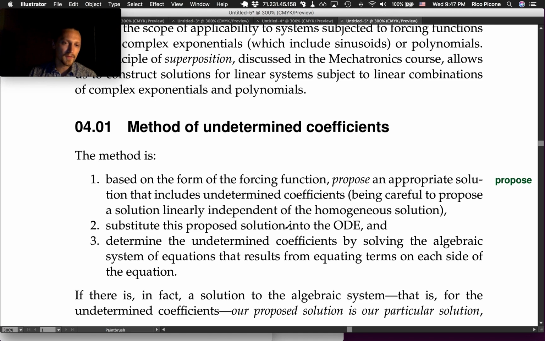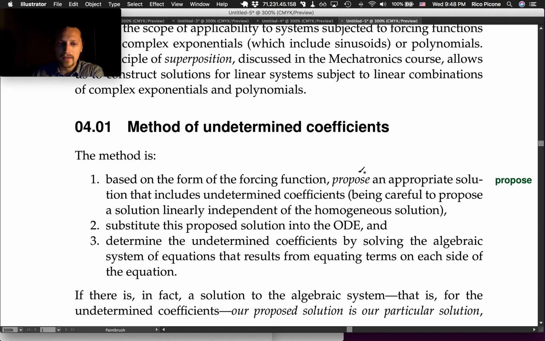Step 2. Substitute this proposed solution into the ODE. Okay, just plug it in, as if it's a solution. We're proposing it. We don't know if it is a solution. We have to plug it in, and then we have to check. So some people call this first step proposing a solution. They say guess. I prefer the term propose. Kind of a snob that way.